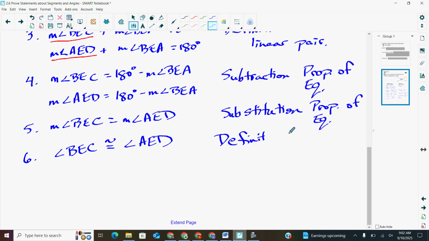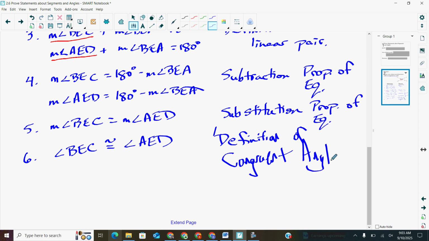of congruent angles. My pen's acting weird. I don't know what's going on with my pen. I'm trying to write it with my mouse. Definition of congruent angles. That's really difficult to do. Very sloppily written, but you see what I'm trying to get across there. So due to the definition of congruent angles, we know if their angle measures are equal to each other, then they are congruent.